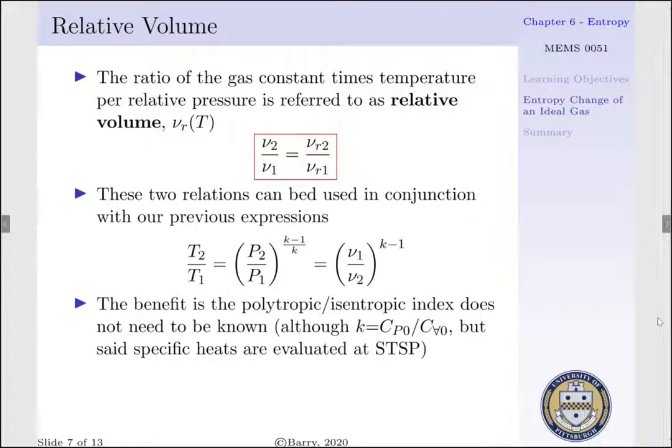The ratio of our gas constant times our temperature per relative pressure is defined as our relative volume, nu sub r, which is expressed as nu2 per nu1 would be equal to nu r2 per nu r1.